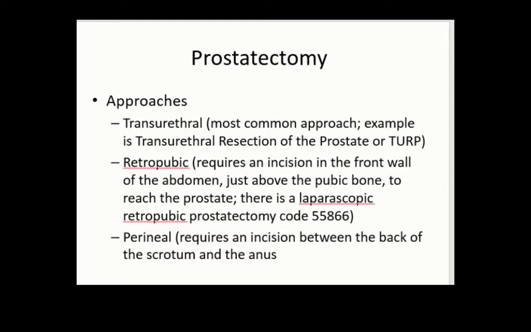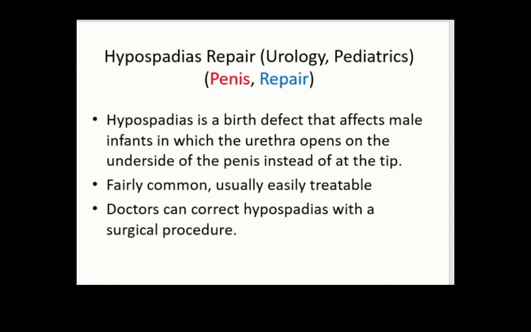A retropubic is an incision in the front wall of the abdomen to reach the prostate. But there is also a laparoscopic retropubic code, so when it says incision, don't think that it's just an open procedure. You could also do it laparoscopic. And perineal is an incision between the back of the scrotum and the anus, the perineal area. So that's how you would differentiate those codes.